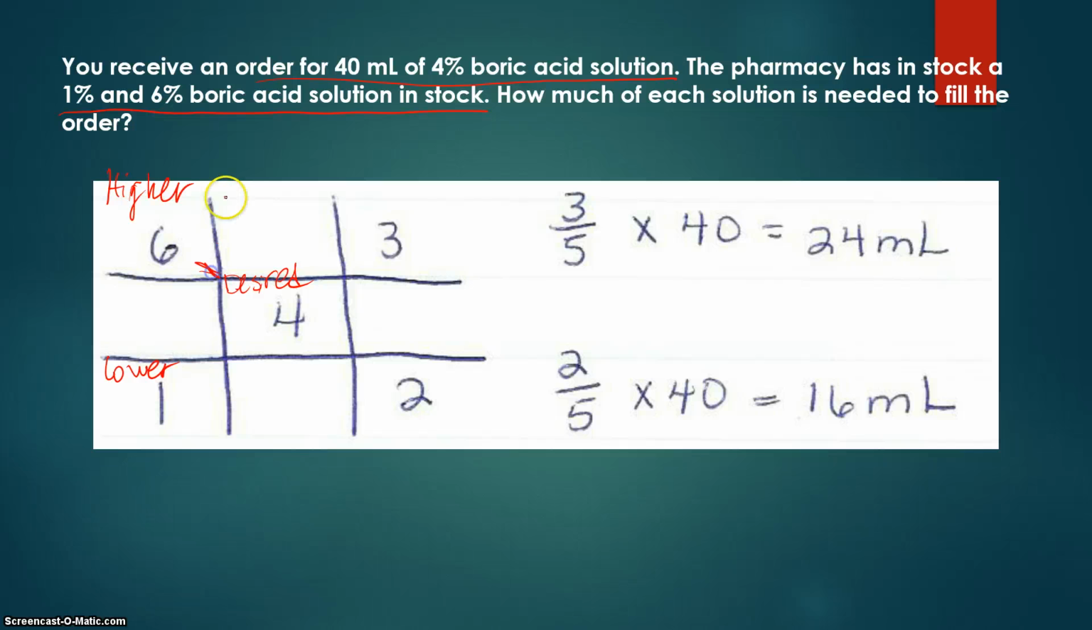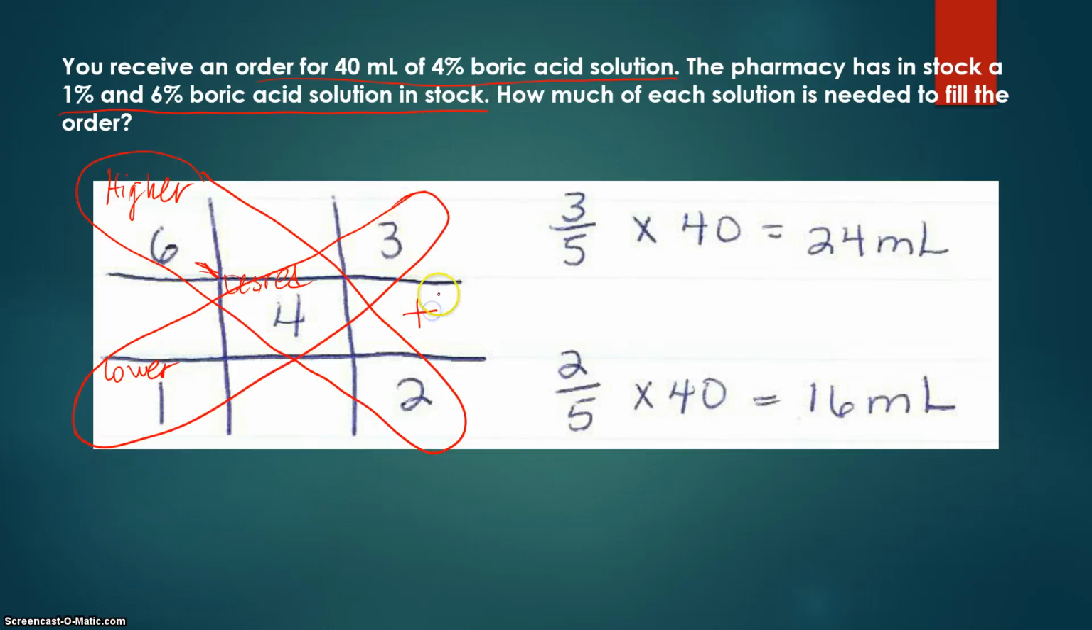Now we do our subtraction. So 6 minus 4 gives you 2. 4 minus 1 gives you 3. Add up our right-hand column. 3 plus 2 gives you 5 total parts. Now draw our arrows. And what does this mean? This means 3 parts of the 6% is needed and 2 parts of the 1% is needed to prepare this, to fill the order, basically.